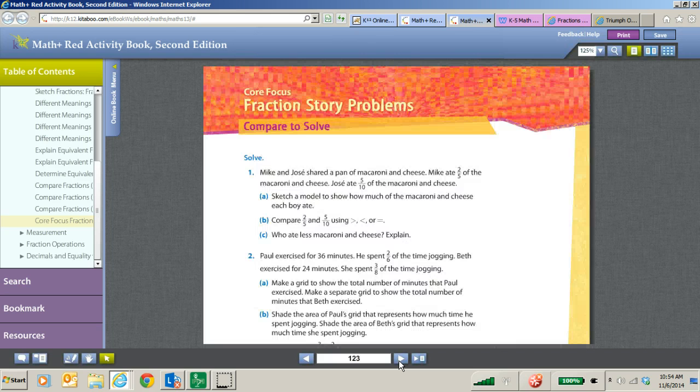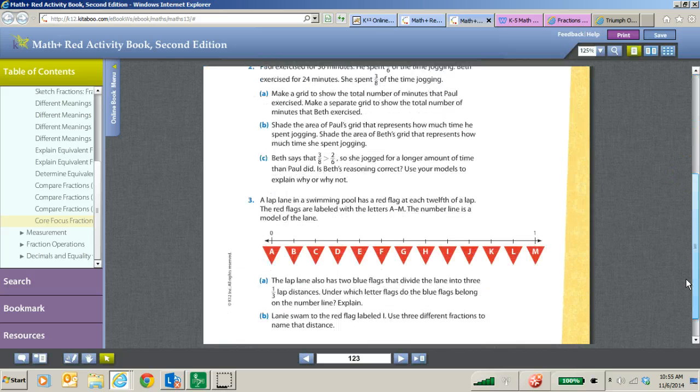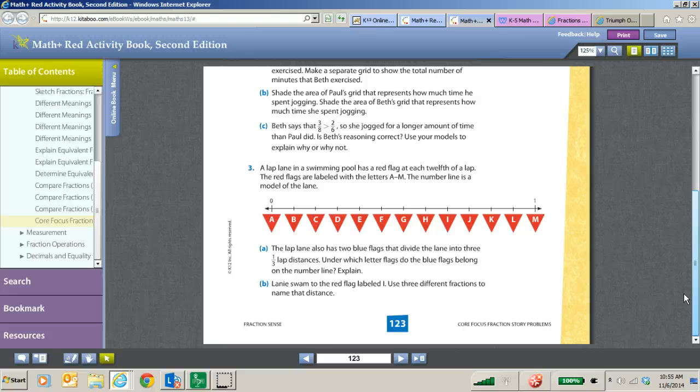And then we get to the core focus on fractions, and it's going to be more of the same and implementing the fractions in word problems. We definitely want students to understand that fractions are part of our everyday life. Every time we cook, even when we measure things, we use fractions on a daily basis.